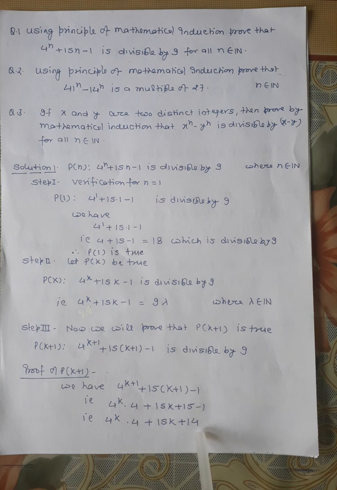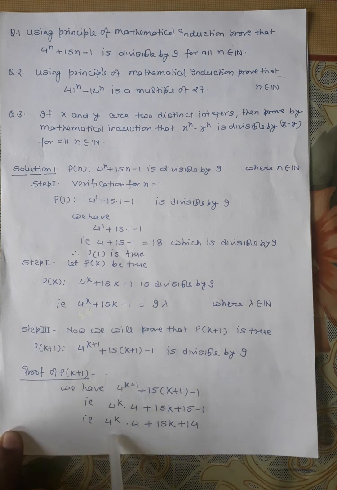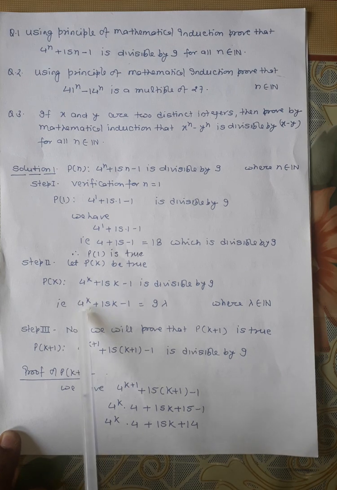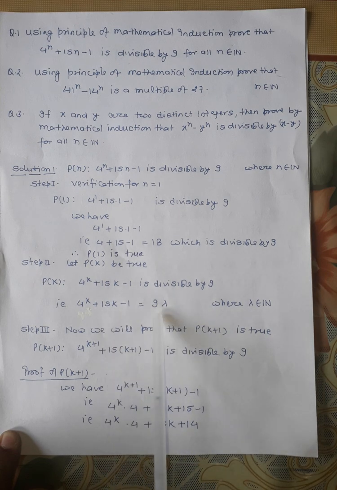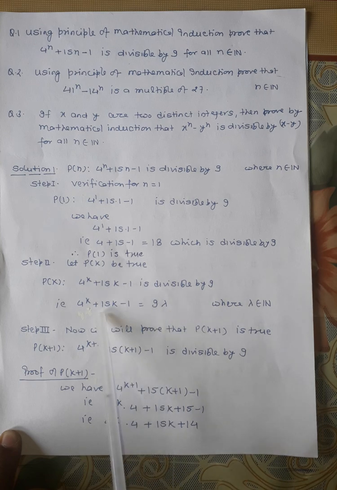plus 14. But as I have told you, when we prove P(k+1) we will use P(k). So boys, here we are having 4 to the power k, and from P(k) we can get the value of 4 to the power k. You see here, if we transpose 15k to the right hand side and 1 to the right hand side, then 4 to the power k is equal to 9 lambda minus 15k plus 1. So in this way we will use P(k). Means here in place of 4 to the power k we will put 9 lambda minus 15k plus 1. In this way we will use P(k).